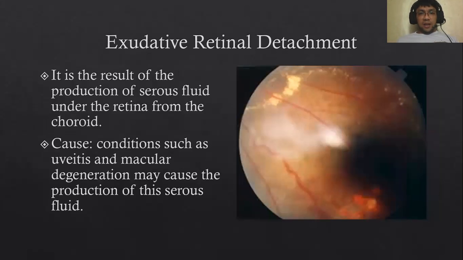Now, for exudative retinal detachment, this is the result of the production of serous fluid under the retina from the choroid. And the cause of this would be from uveitis because of inflammation, of infection, and of course also macular degeneration, which will cause the production of serous fluid inside the eyes. So that is for exudative retinal detachment because of either macular degeneration or inflammation.